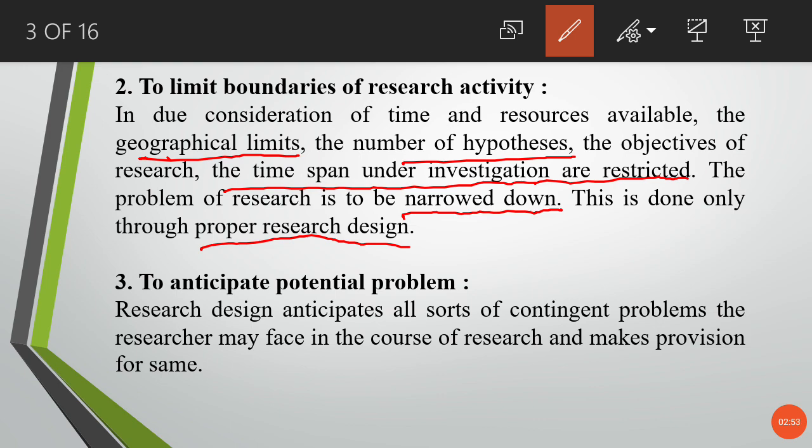3. To anticipate potential problems. Research design anticipates all sorts of contingent problems the researcher may face in the course of research and makes provision for the same.